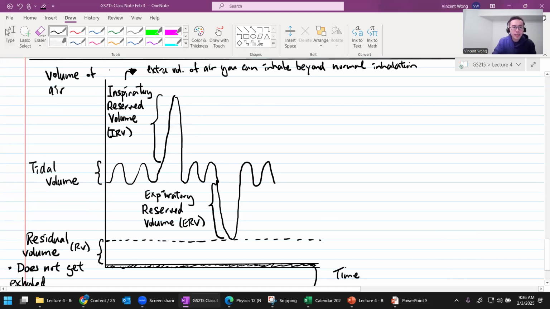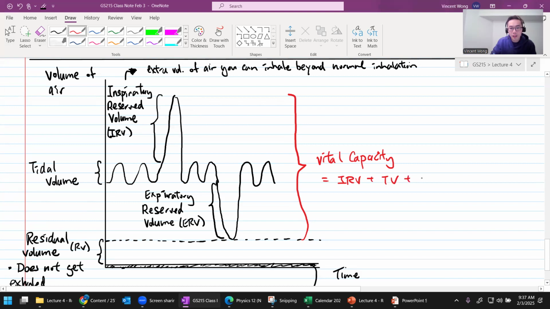So what we can do is we can add up these things. We take the residual volume and add the tidal volume and the inspiratory reserve volume, and we get our vital capacity, which is IRV plus tidal volume plus ERV. This represents the maximum volume of air that can be voluntarily moved into or out of the lungs.